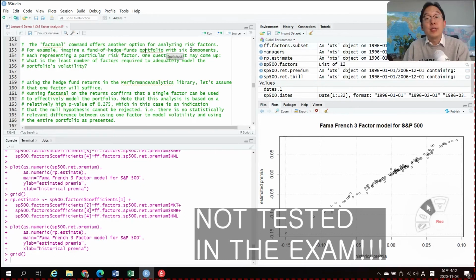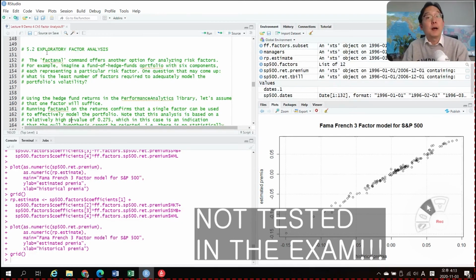Portfolio with 6 components, right? Portfolios with 6 components, each representing a particular risk factor. One question that may come up is, what is the least number of factors required to adequately model the portfolio's volatility? So the idea over here is more like a principal component analysis.